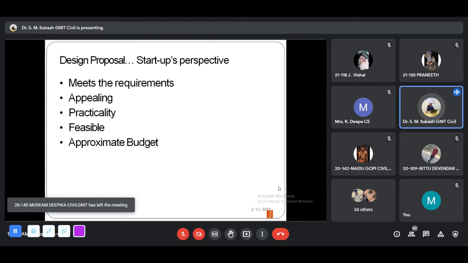We have a startup cell and incubation cell in our college institutions. If you make all these things, you can make a startup. You have to meet those requirements, the design and portfolio management I have sent, and we can go for the appeal. We can go to the cell, inform them, get the practicality and feasibility, and tell the budget.